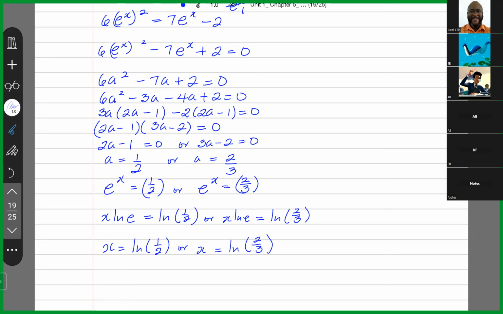And if you wanted to get decimals, you could put ln 1/2 in a calculator and write your answer to 3 significant figures, and put ln 2/3 in your calculator and also write your answer to 3 significant figures.